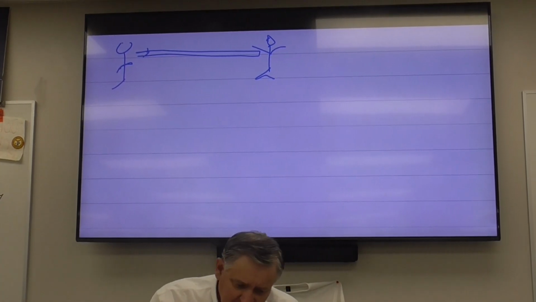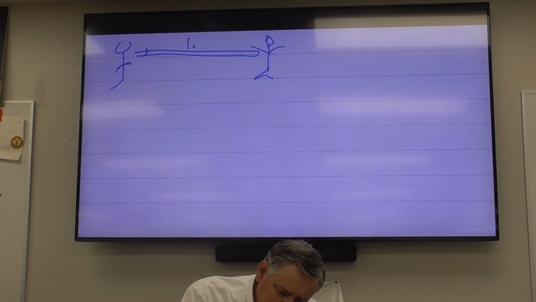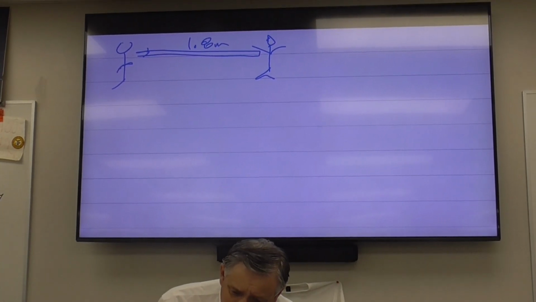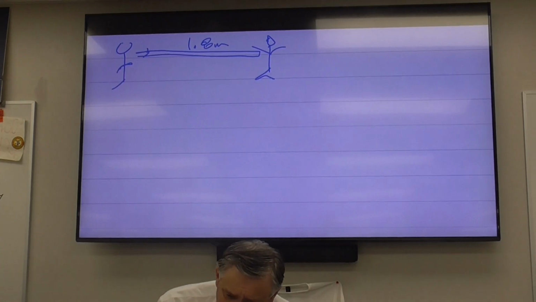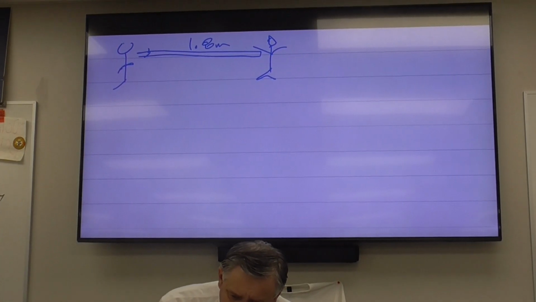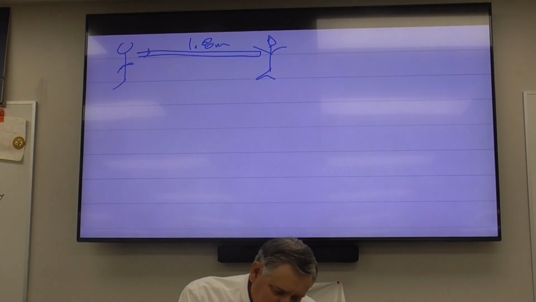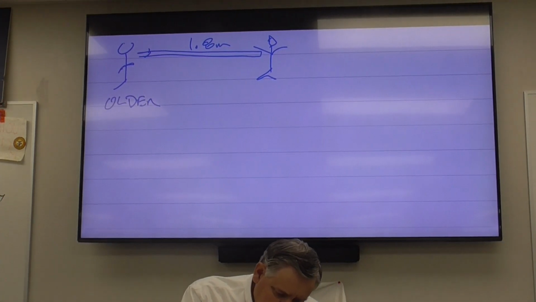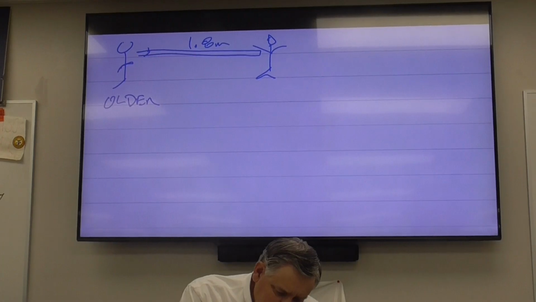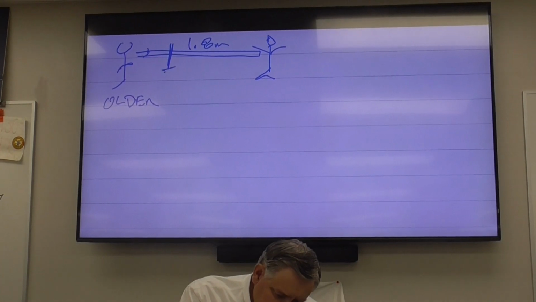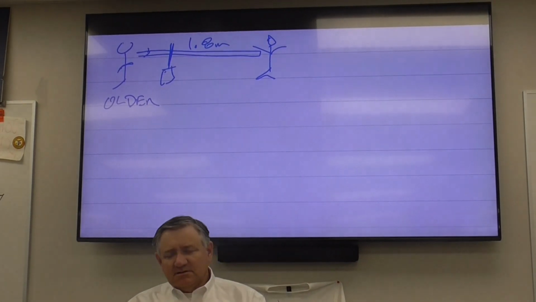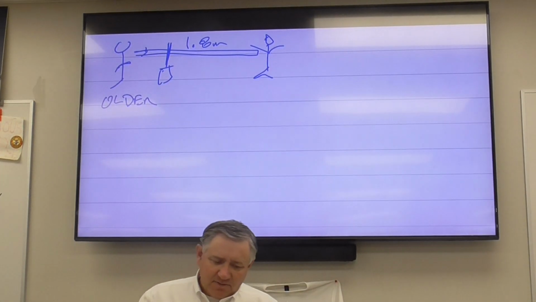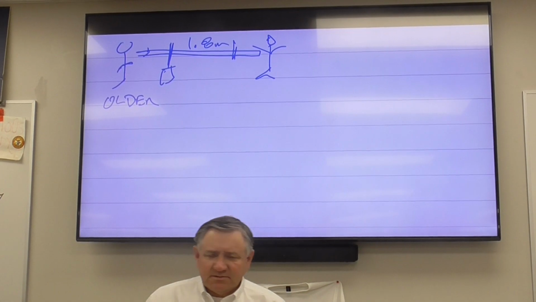So they've got a 1.8 meter long rod, and then they're hanging a bucket, and the older child supports twice as much weight as the younger child. How far is the bucket from the older child? Okay, so let's say this is going to be the older one, right? Just begin to think this through. If the older one is going to support twice the weight, where are you going to put the bucket? Closer to the older one or closer to the younger one?